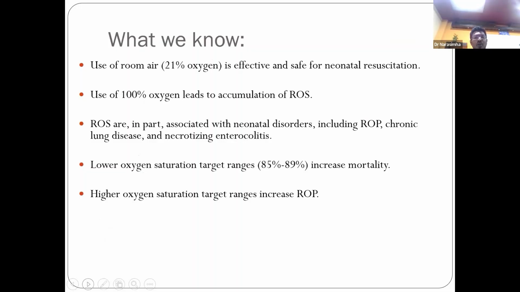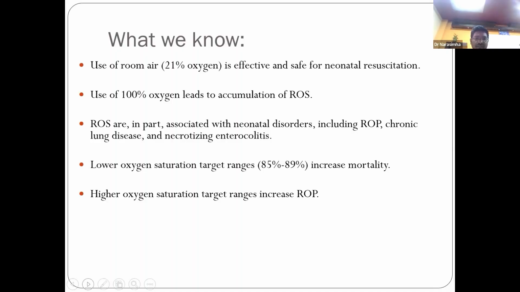Next. So what do we know? Until now we know that use of 21% oxygen is effective and safe for neonatal resuscitation, and use of 100% oxygen will lead to reactive oxygen species, which may lead to ROP, CLD, and necrotizing enterocolitis. Lower oxygen saturation targets of 85 to 89 increase mortality, and higher oxygen target ranges increase ROP. That's what we know after all this.